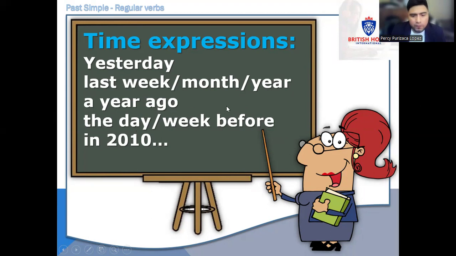Then we have the word before, obviously, before in Spanish is atrás. When you listen to this word, it is obviously related to the past simple, and also you can mention the year. Okay. For example, if you mention the year 2010, we know that this is in the past. So we are using past simple.